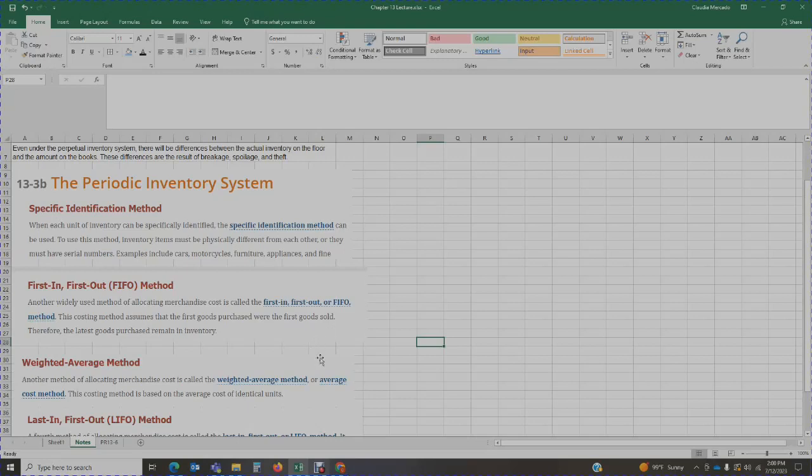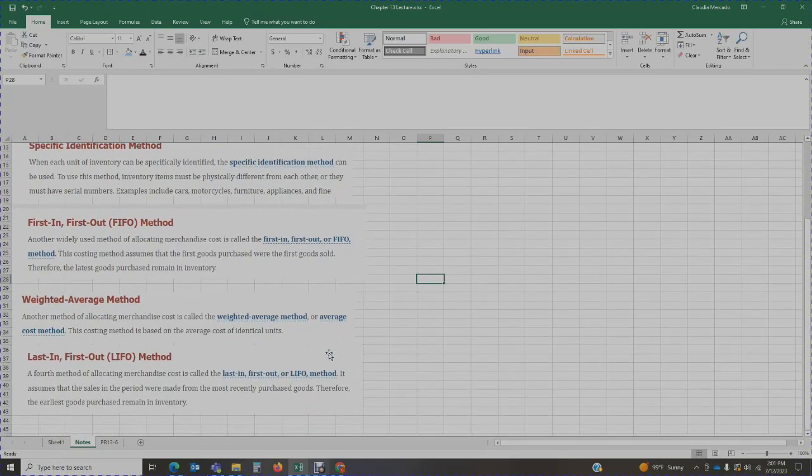Then we have FIFO, first in, first out. Okay, this is another widely used method of allocating merchandise. Okay, under this costing method, we assume that the first goods purchased were the first goods sold. Therefore, the latest goods purchased remain in the inventory. First one's in, first one's out. We sell our old and we keep our new.